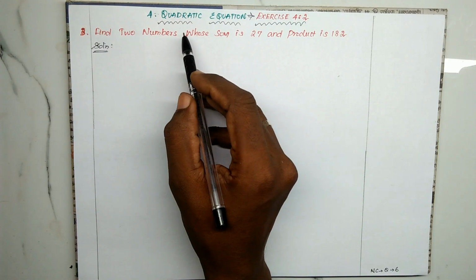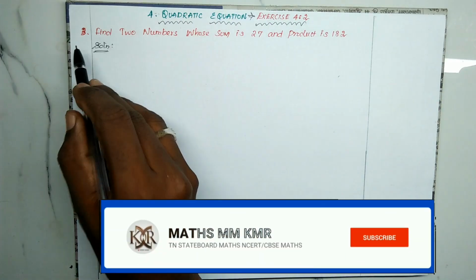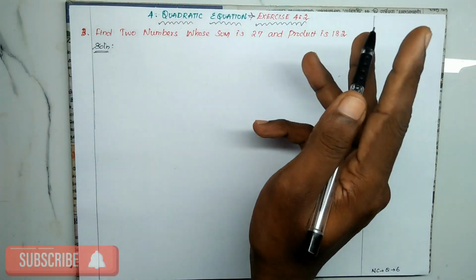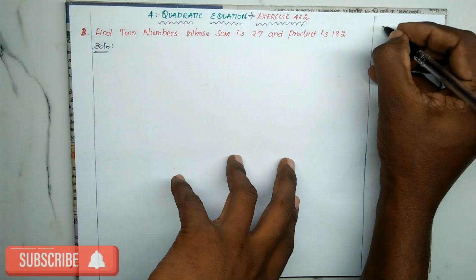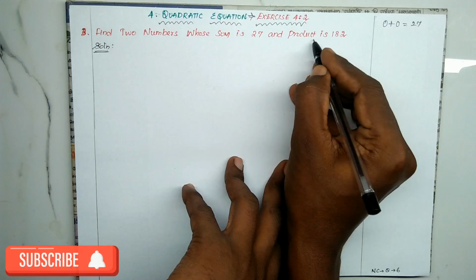So in this video, we are going to see 4th chapter quadratic equation exercise 4.2 third question. In the third question, they are asked to find two numbers whose sum is 27. So two numbers, if we are adding these, we will get 27 and product is 182.